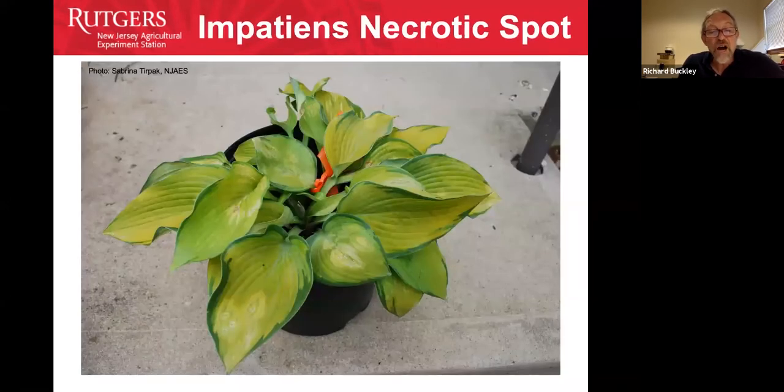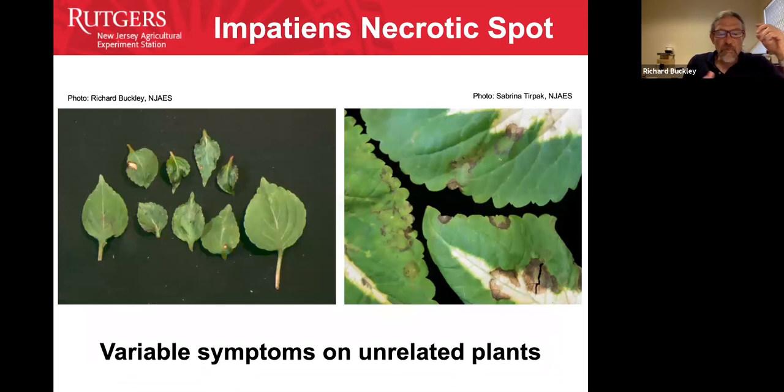Here's impatiens necrotic spot on a hosta, just to show you the variability in symptom expressions from two different viruses on the same plant. Right? You see the rings here. Now, if you look at impatiens necrotic spot on other plants, you find that every plant that gets it has a unique symptom, or something that's unique to that particular plant.